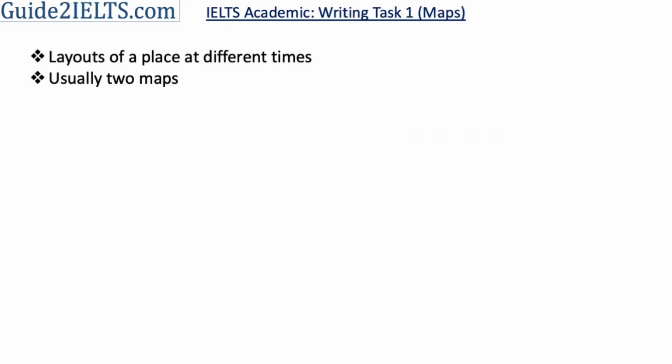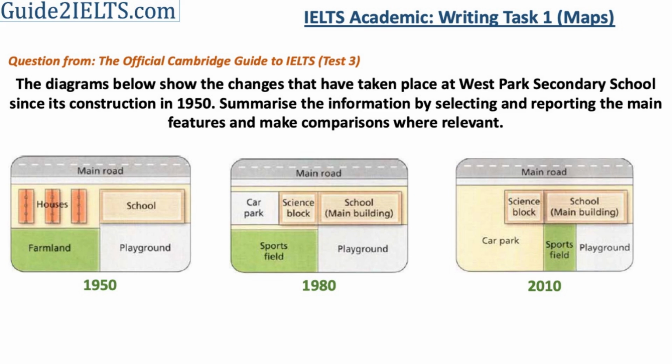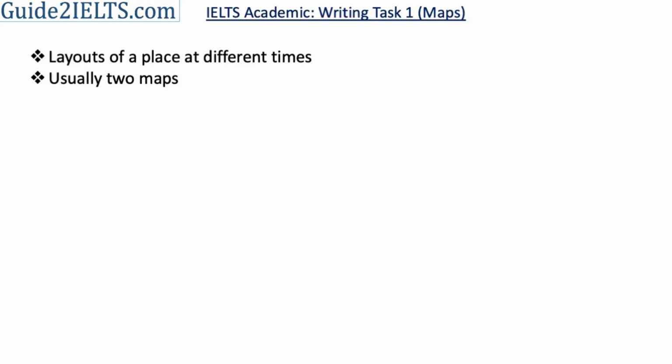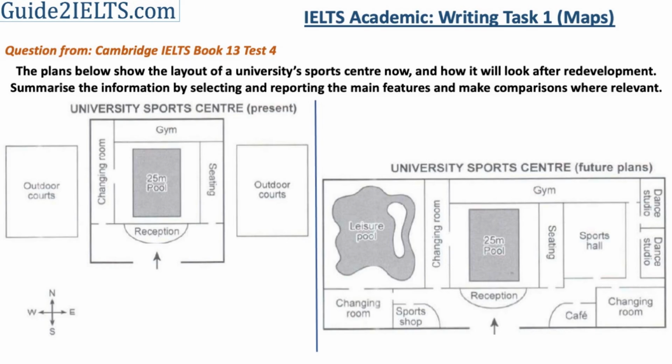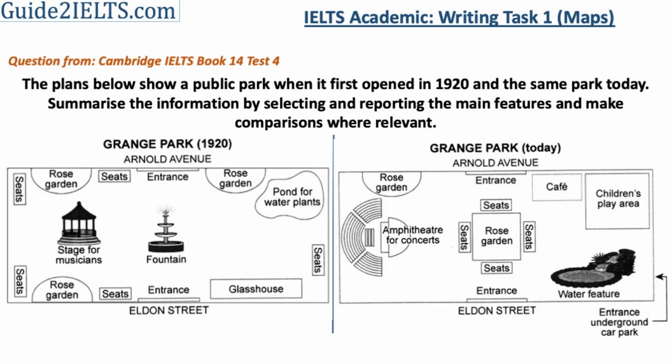In map questions, you're given layouts of places at different times. You'll usually get 2 maps. Very rarely you might get 3. I recommend that you start practicing with 2 map questions only. If you do get a question which has 3 maps, the maps will be much simpler. These maps could show a variety of things: a building, an open space like a garden, or even an entire city.